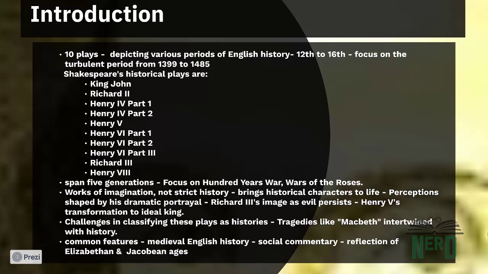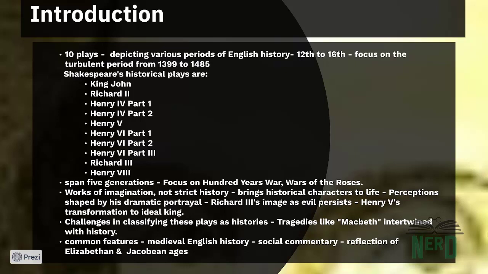While the folio's classification of these plays as histories is not without challenges, modern studies often combine them with tragedies that feature historical characters, such as Macbeth, set during the reigns of Duncan I of Scotland, and Edward the Confessor, and the legendary King Lear. Additionally, the Roman plays like Coriolanus, Julius Caesar, and Antony and Cleopatra are also grouped with these histories and tragedies.